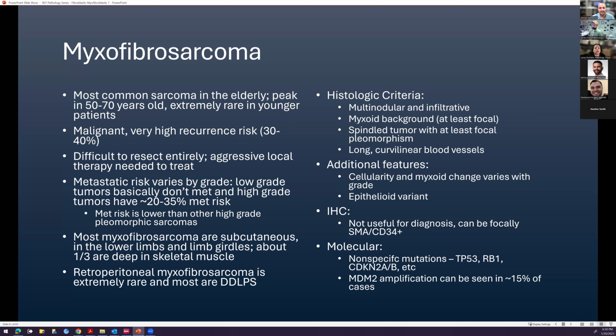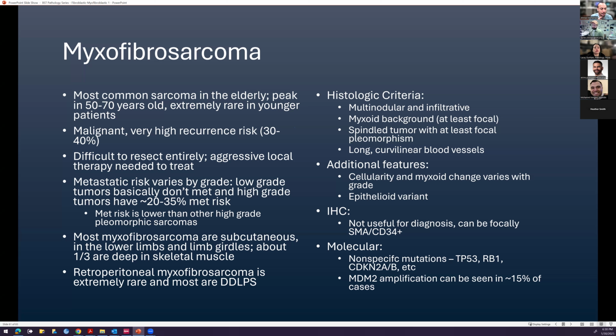They have extremely high recurrence risk, about 30 to 40%. Most of them will recur because it's actually quite difficult to resect these entirely. Even really experienced surgeons, it's really hard to get around it. Surgeons often don't like to resect these because they can be so aggressive. So they need a very aggressive resection and adjuvant therapy, radiation, that kind of thing.